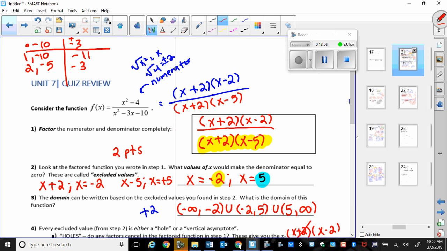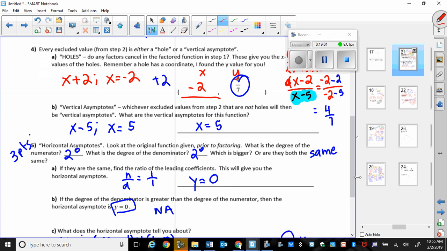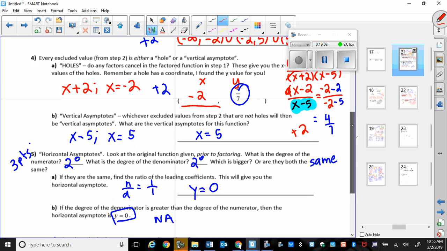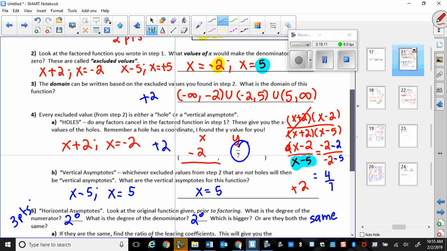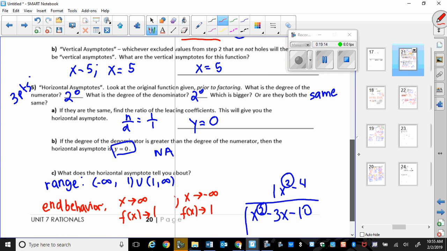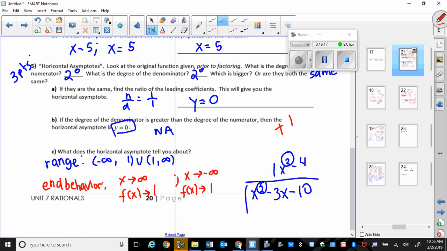The page before is worth, let's see, 2 plus 2 plus 2 plus 2 plus 3. So 2, 2, 4, 6, 8, 11, plus 1 right there, 12. And then 3 different things, the range, the end behavior, and of both sides. So that's 15 points total for this quiz.